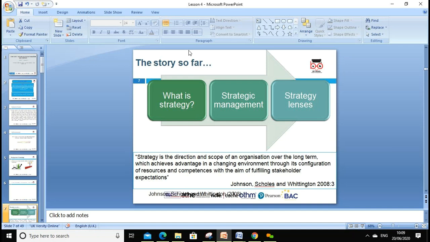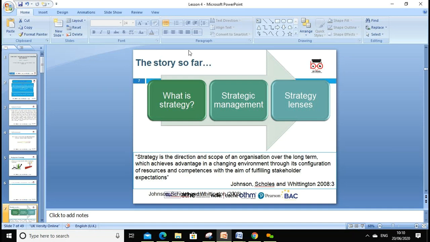Strategy is the direction and scope of an organization over the long term, which achieves advantage in a changing environment. So that's why we want to change. Coronavirus, yes, we need to change our behavior, we are not used to staying home. It's difficult, but we have to change ourselves because the environment changed. We were not used to delivering many courses through distance learning, especially in universities with a face-to-face environment, but now we have to change. Maybe we were not competent to deliver online, but we changed and we deliver.